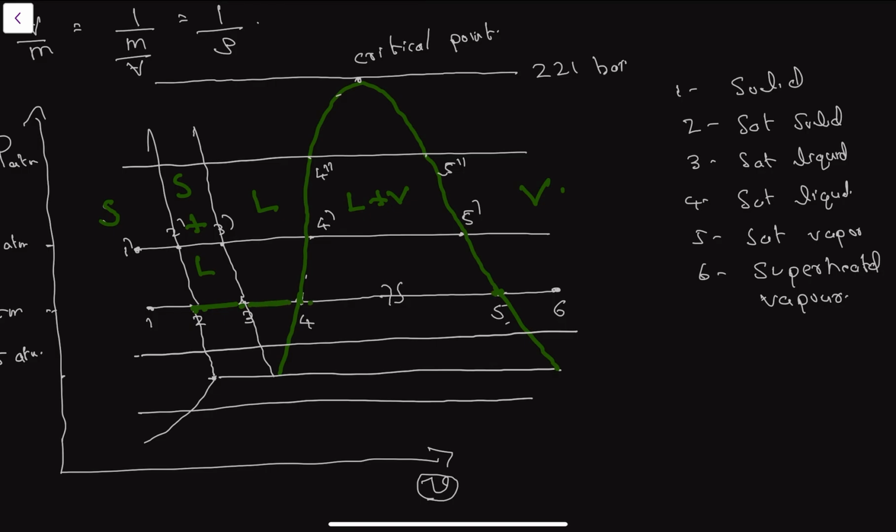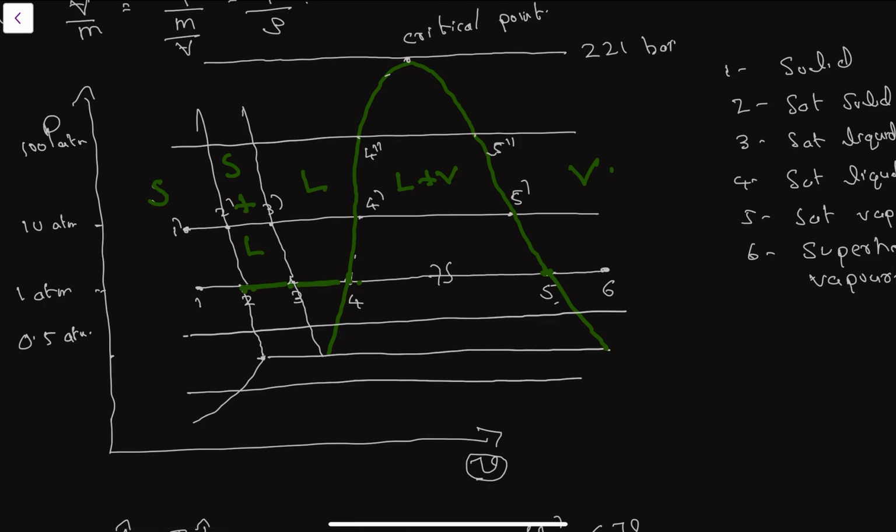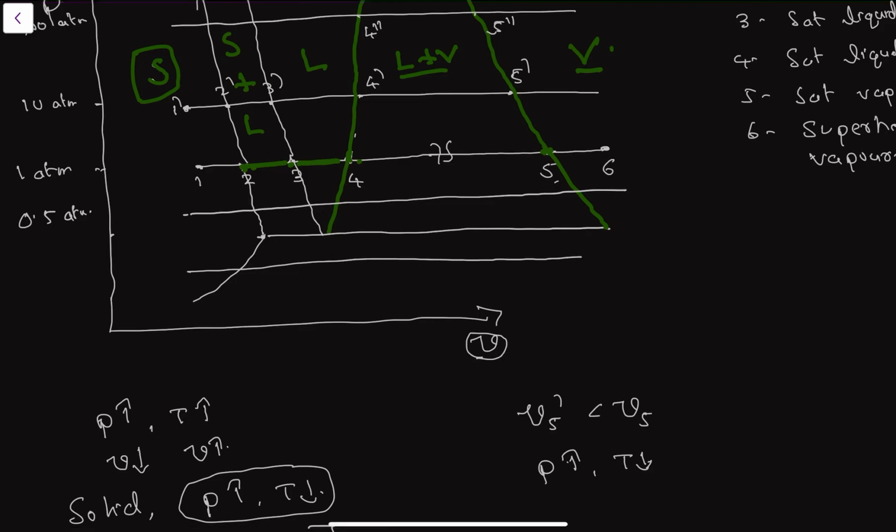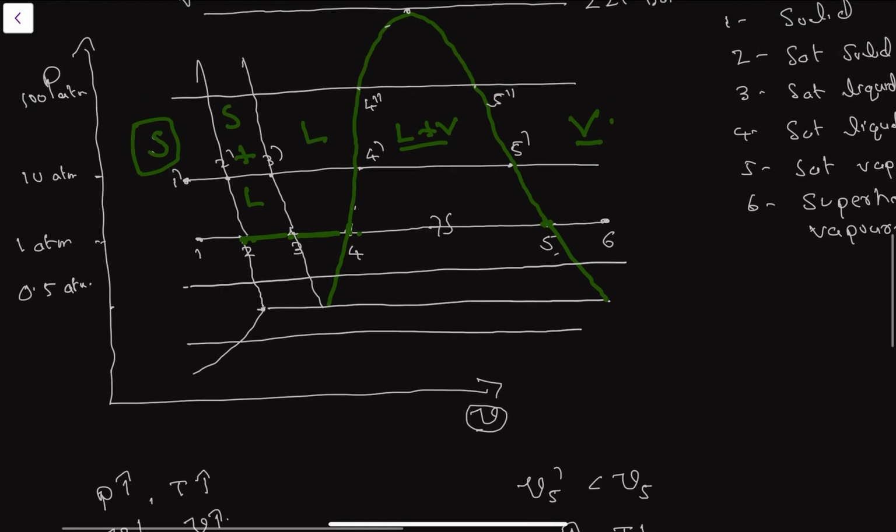From 4 to 5 it is from saturated liquid to saturated vapor, there is a phase change process. Then from 5 to 6 again that is a sensible heating process. So we have connected all these locus points, and then we can separate the different phases. So this side you have the solid, and here is solid plus liquid, here liquid, and then liquid plus vapor, and then vapor. Okay, then let us come down to here. So here it is solid, and here you have solid plus vapor.